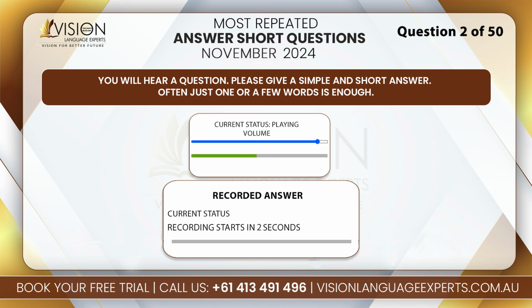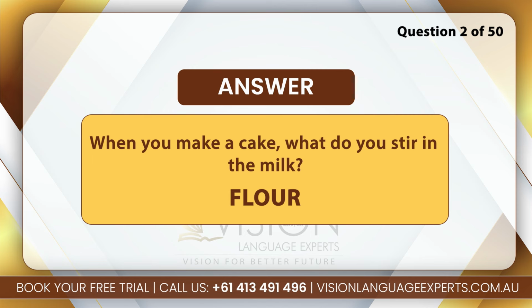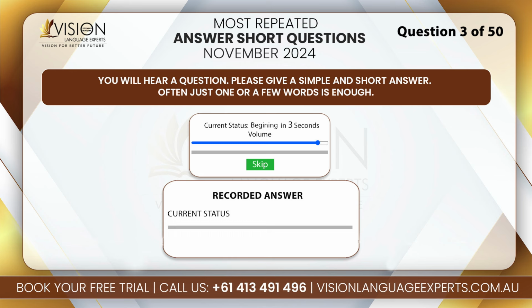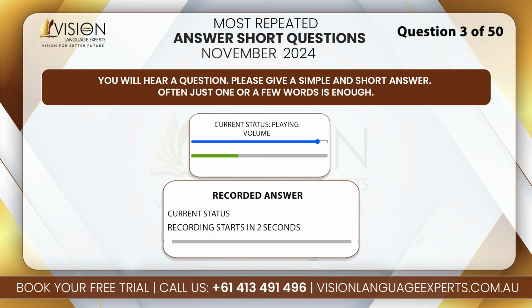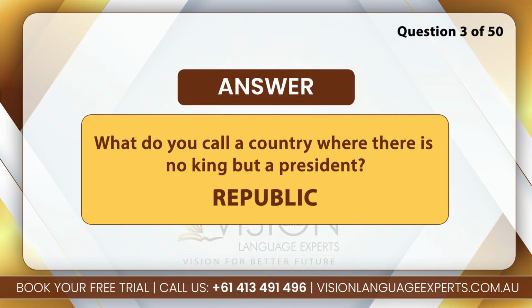When you make a cake, what do you stir in the milk? Flour. What do you call a country where there is no king but a president? Republic.